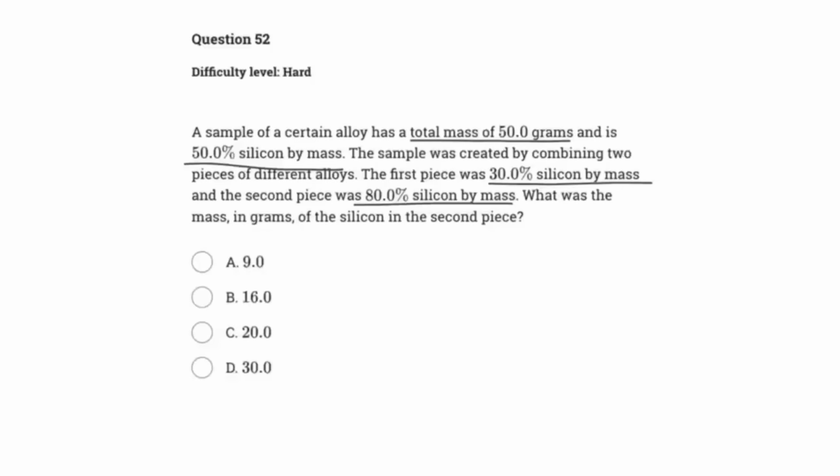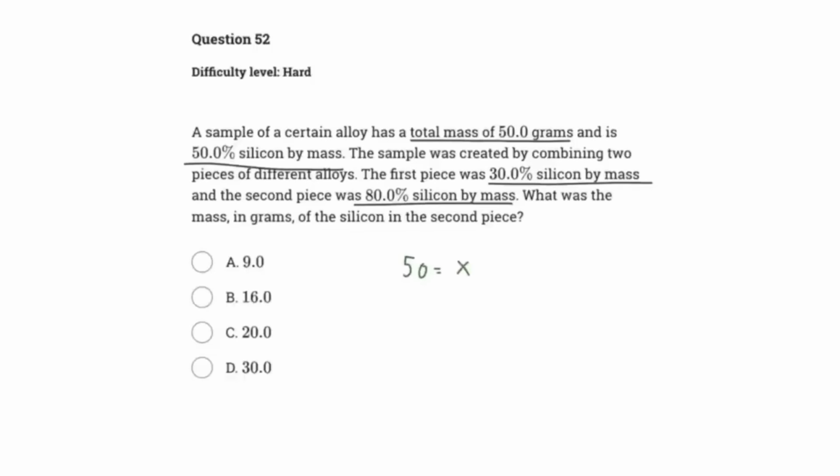So to solve this problem, we need to set up a system, right? What we know now is that the first piece and the second piece make up this certain sample of alloy. And what we can determine is that the total mass, this is pretty much the only information we're given in terms of actual mass, is that the total mass of the alloy is 50 grams. So we can write 50 equals, and now we need to create some variables. Let's create it as x and y.